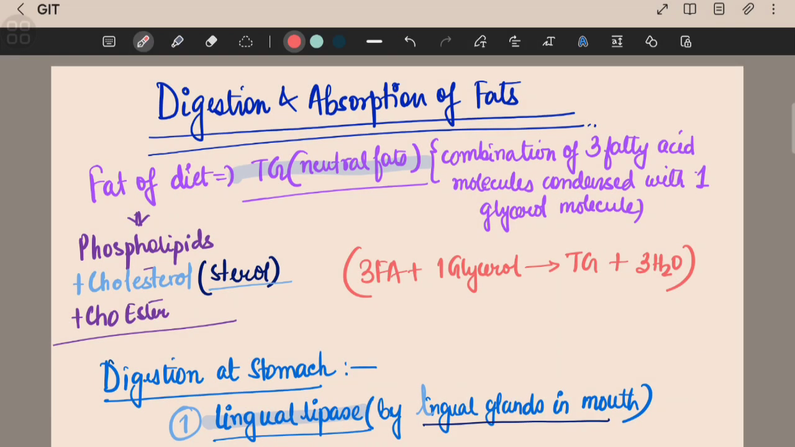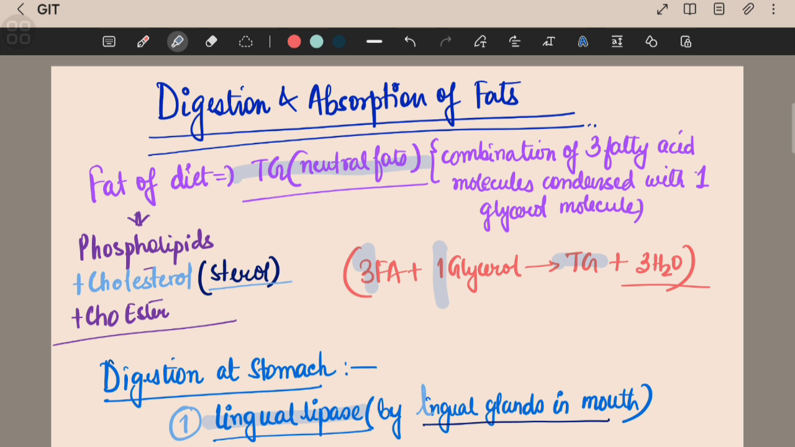Today we will be discussing the digestion and absorption of fats. Among the dietary lipids, we know that most of it is basically triglycerides or neutral fats. Triglycerides are mainly produced when fatty acids react with the glycerol molecule. This is a condensation reaction, where water is removed. When 3 fatty acid molecules react with 1 molecule of glycerol, 1 triglyceride molecule is produced, with release of water.